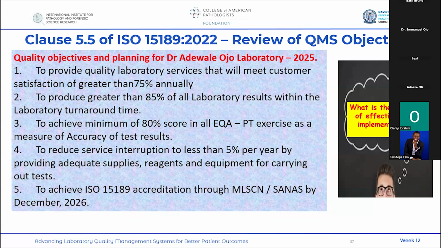And I will draw my questionnaire in a way that I can allow the people using my services to rate my lab. And then I will see whether I'm meeting the benchmark that I've set or not. Number two objective is to produce greater than 85% of all lab results within the laboratory turnaround time.